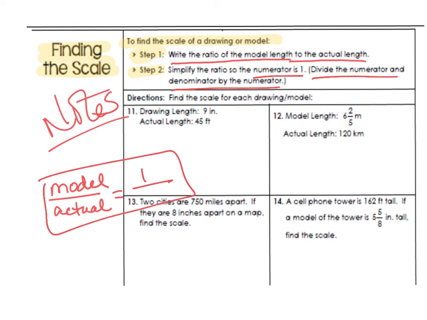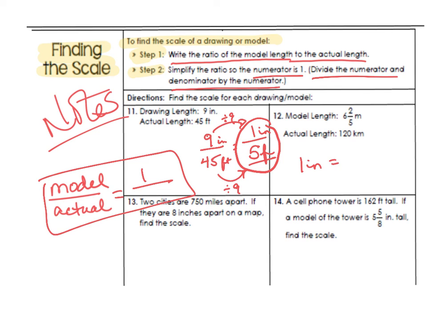Okay, so let's do number 9 here. We have our drawing length, which is 9 inches, actual length, which is 45 feet, and we're going to go 1 inch equals what? So basically to get to 1, we divide by 9. So 45 divided by 9 gives us 5 feet. So this is the scale, and we're going to write it 1 inch equals 5 feet. This is how I want you to write it.